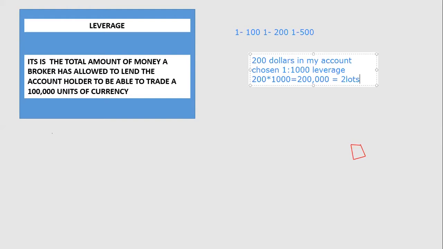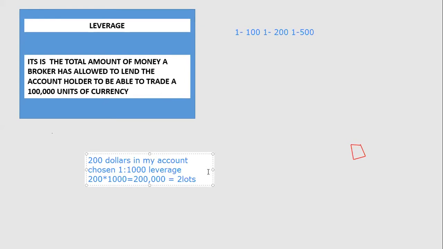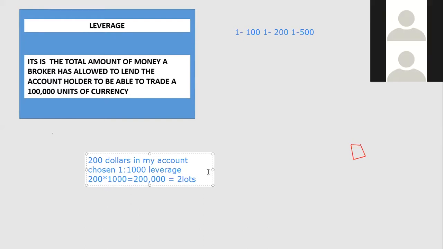Empress, does it make sense? I want us to get this part very well because it's very important. Lots of people fail because of leverage. I hope I'm making sense though.